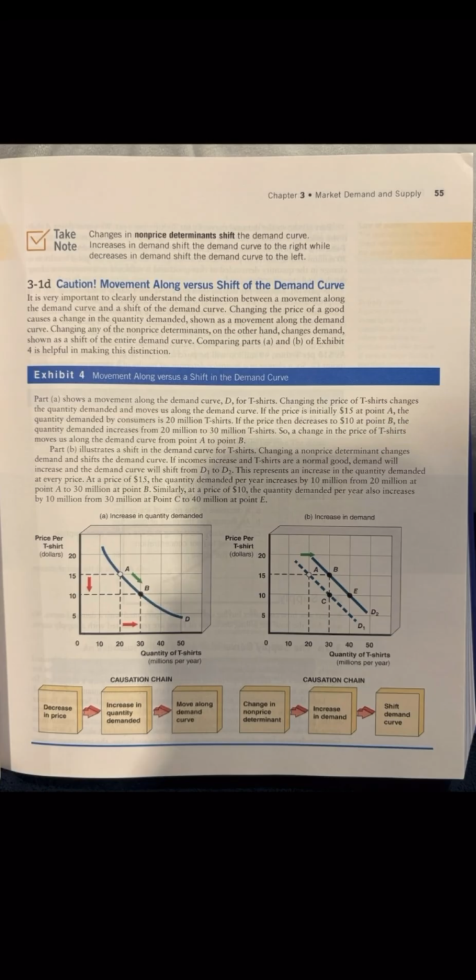At a price of $15, the quantity demanded each year increases by 10 million, from 20 million at point A to 30 million at point B. Similarly, at the price of $10, the quantity demanded per year also increases by 10 million, from 30 million at point C to 40 million at point B.